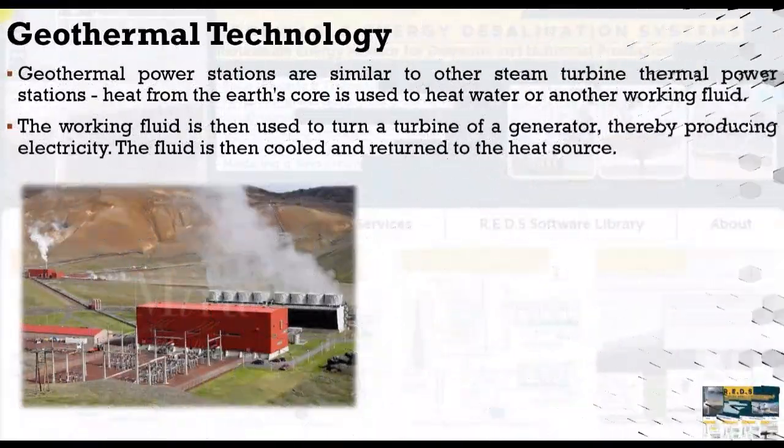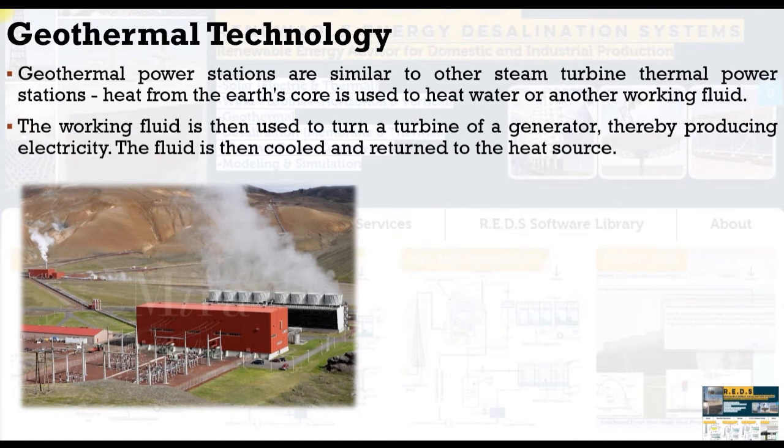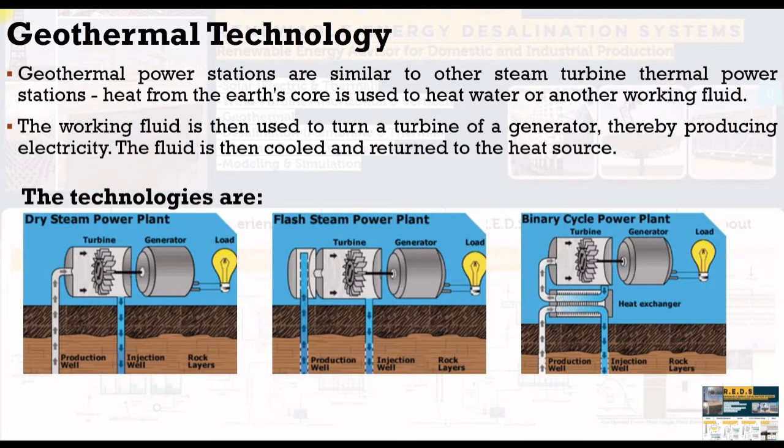Geothermal technology: geothermal power stations are similar to other steam turbine thermal power stations. Heat from Earth's core is used to heat water or another working fluid. We can use another fluid, pentane or toluene, for example. The working fluid is then used to turn a turbine or a generator, thereby producing electricity. The fluid is then cooled and returned to the heat source, to the ground.